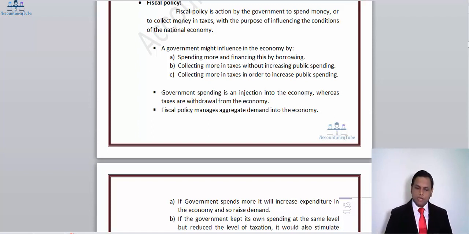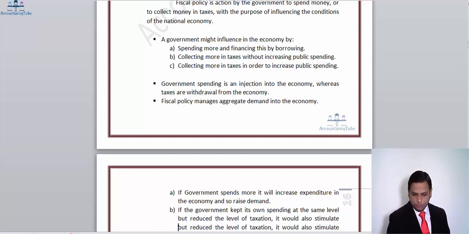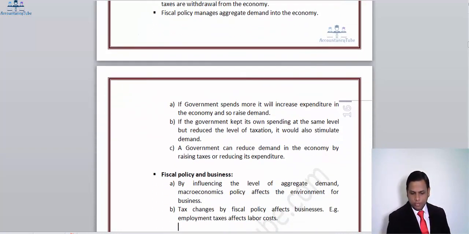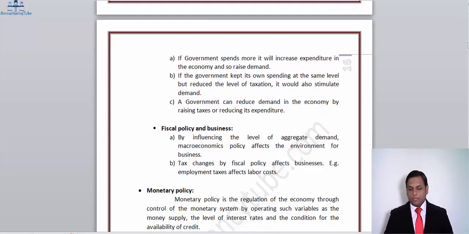Now, government spending is an injection into the economy, whereas taxes are a withdrawal from the economy. That's simply put. After that, fiscal policy manages aggregate demand in the economy. As I've just told you, it's a demand tool. These three things I've already explained to you. Now, the effect of fiscal policy on businesses.